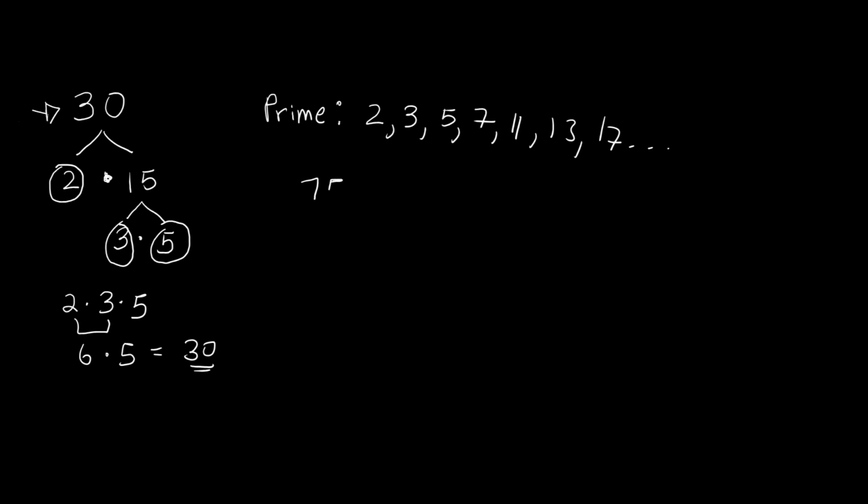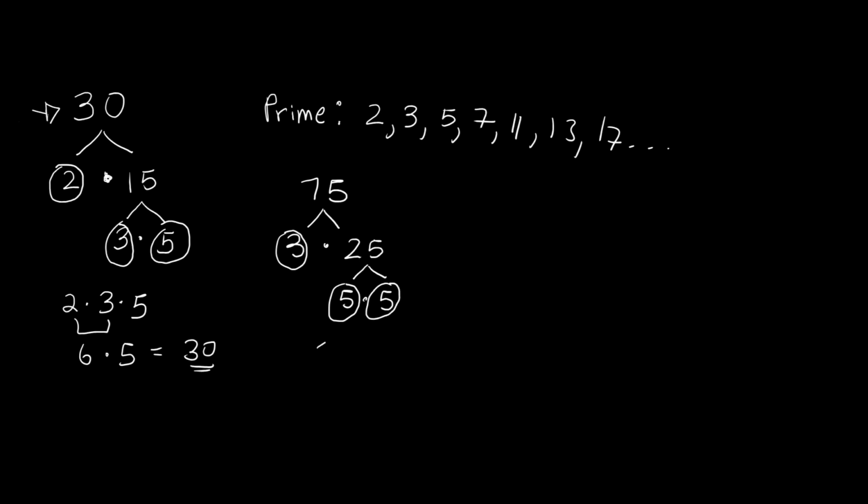Here's another example. Try to factor 75. Let's go ahead and find two numbers. I cannot use 2, but I can use 3. 3 times 25 will give you 75. Now 3 is our first prime number, so we stop here, but we can factor 25. 5 times 5 will give you 25, and I stop here because 5 is a prime number.